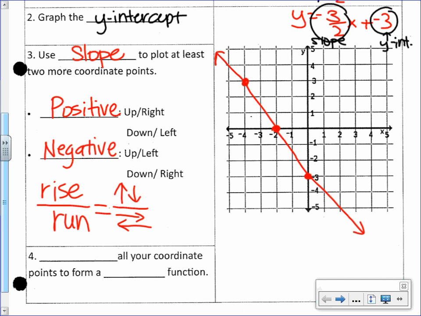Everybody good so far? So then your last step is connect all your coordinate points to form a linear function, or a fancy word for a straight line. Okay, you might want to have a different color. We're going to graph another line on that same graph.